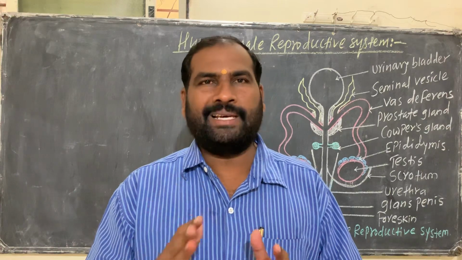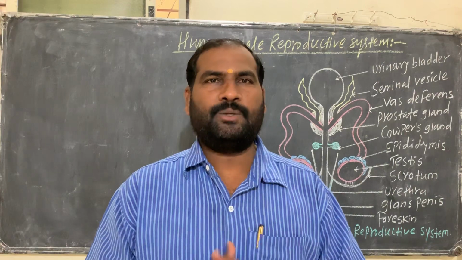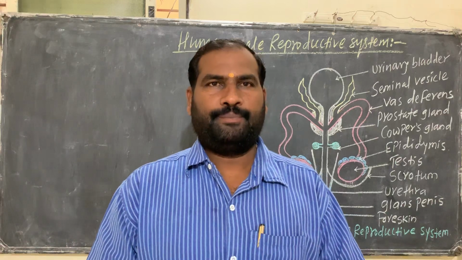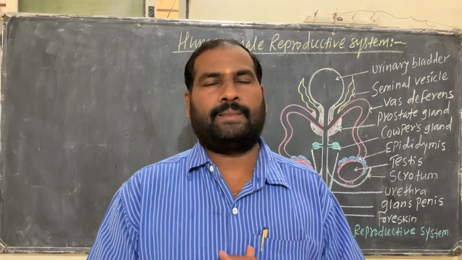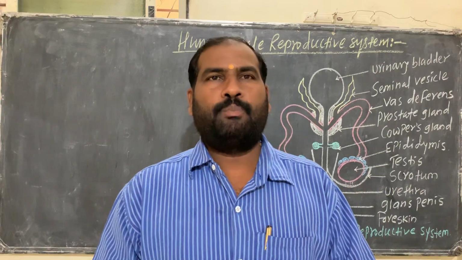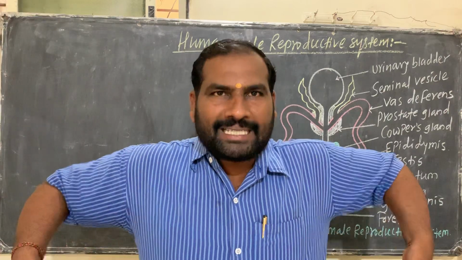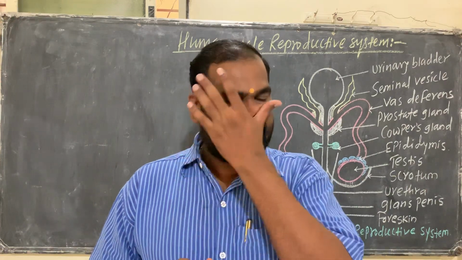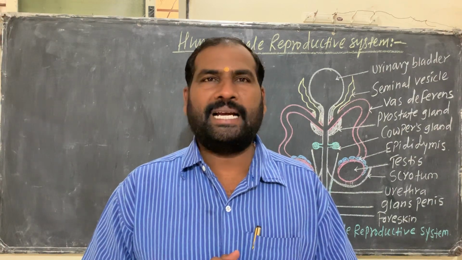If we see in a female, there are different secondary sexual characters. What is that? Increased size of breast. Another one, the pelvis is enlarged. Pelvis means the girdle, that is the pelvic region, and that region is larger in a female. Then another one is a high pitch voice.